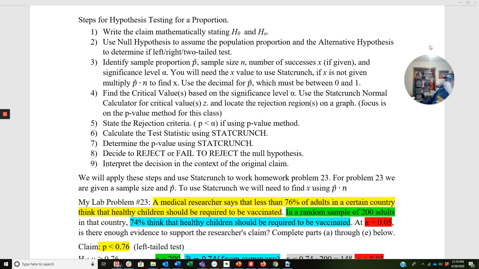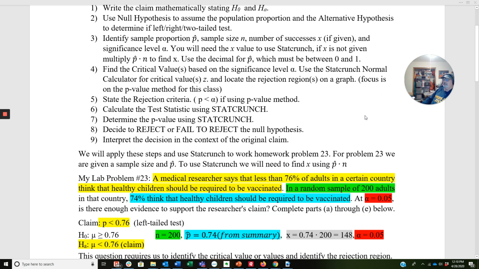So even though these homework questions ask you to identify the critical value and the rejection region, you can still use the p-value to make your decision. State the rejection criteria, p less than alpha, if using the p-value method. Calculate the test statistic using StatCrunch. In this case, it'll be a z, always for proportions. We're going to determine the p-value using StatCrunch. We're going to decide to reject or fail to reject the null hypothesis, and interpret the decision in the context of the original claim.